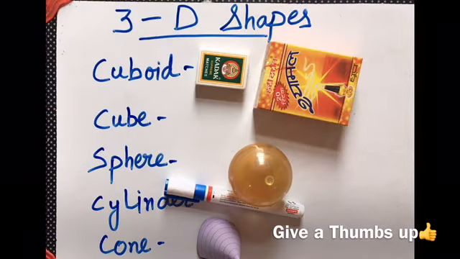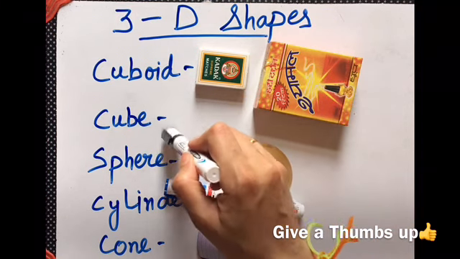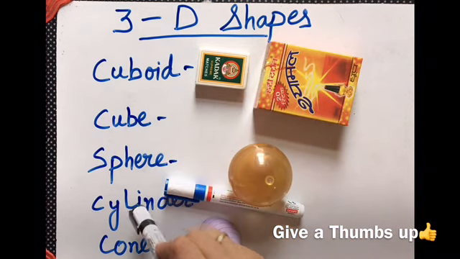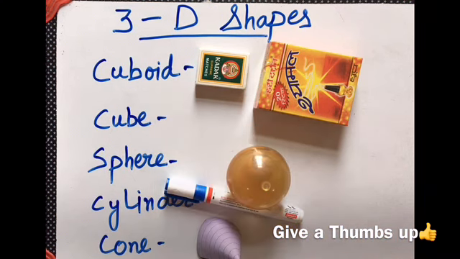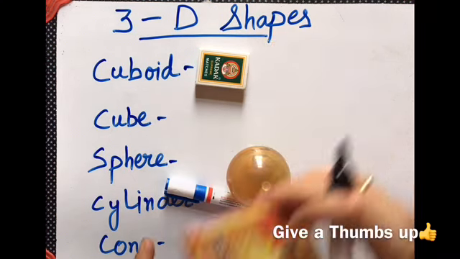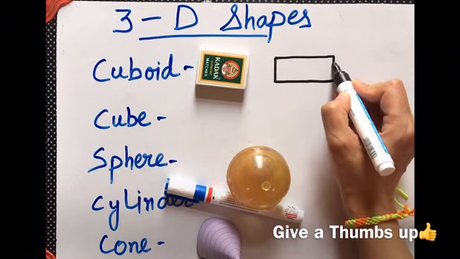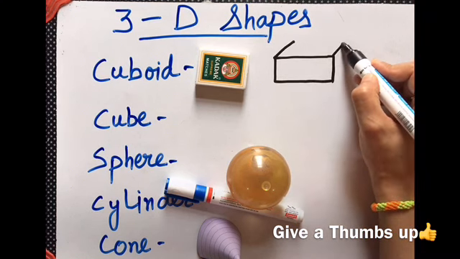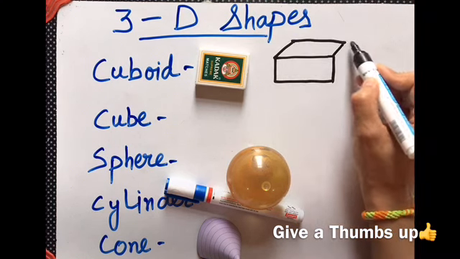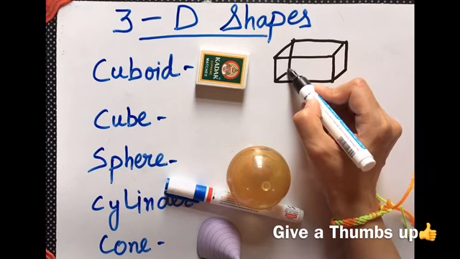So the final topic of this chapter is 3D shapes. As you can see, we have cuboid, cube, sphere, cylinder and cone. Now the first one is cuboid. You have already studied rectangle. Now if we see the three-dimensional form of a rectangle, it is a cuboid. A matchbox is an example of this.